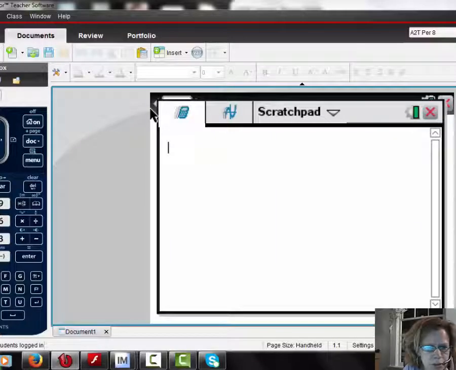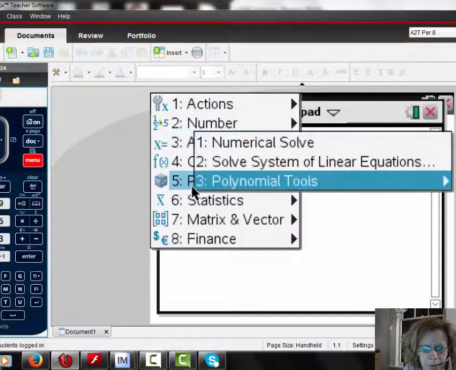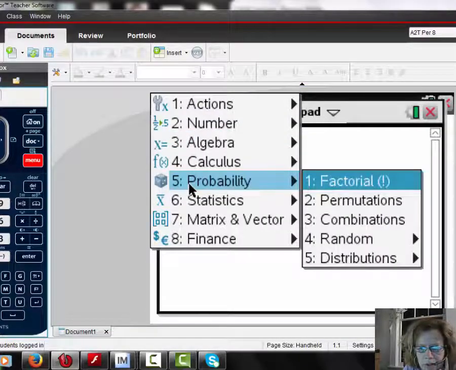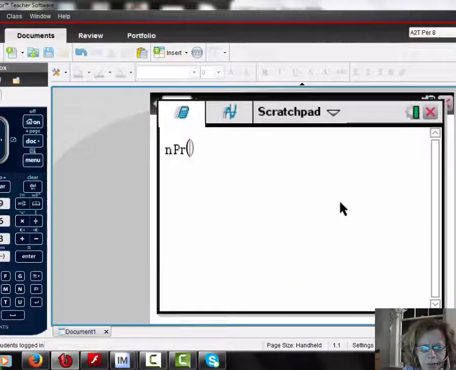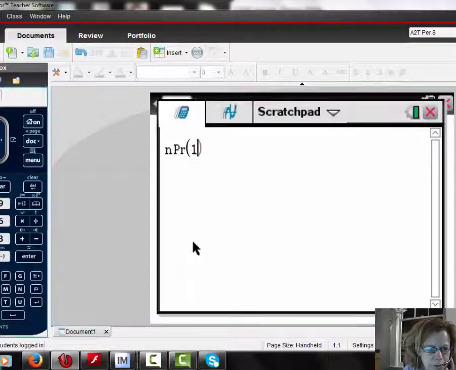A calculator scratchpad or a calculator page started in a new document. Push menu, and we're talking about probability, number 5. And look at our choices there. We have factorial, permutations, combinations, random, and distributions. Well, let's look at permutations first because that's what we're talking about. And notice it pops up nPr, that notation you saw earlier. And all you do is you enter the top number, the comma, and your bottom number.